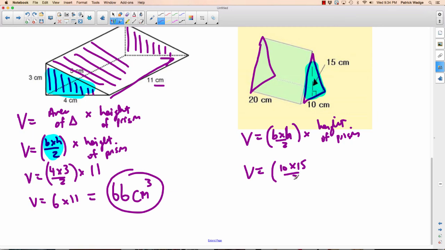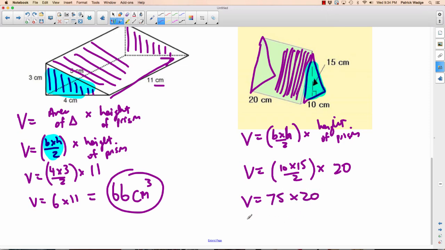10 times 15 divided by 2 times, now what's the height of the prism? If this thing was sitting on the highlighted side, what would the height be? It'd be the 20. Or if you want, if this was one triangle, how many of those triangles could you put next to each other, next to each other, next to each other? You'd have this many right here, the 20 centimeters worth of them. So your height of the entire prism is 20. We got 10 times 15, which is 150, divided by 2 is 75, and then we multiply that by 20, and you'll get 1,500, and it's centimeters cubed.